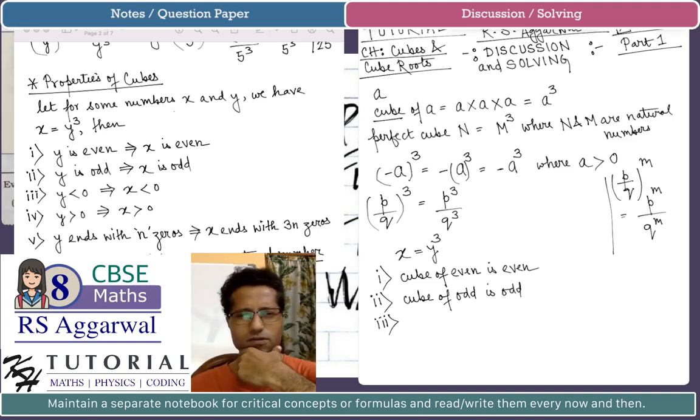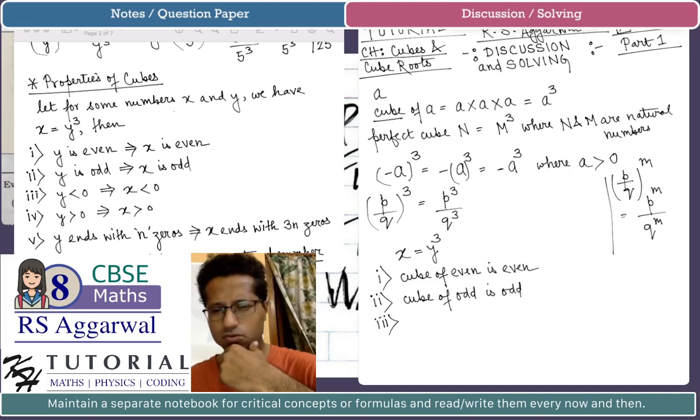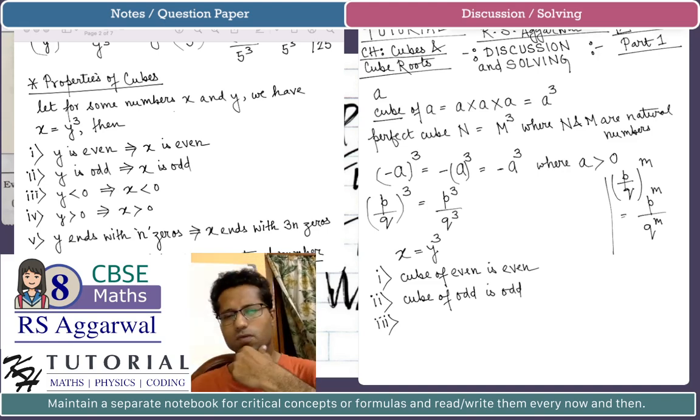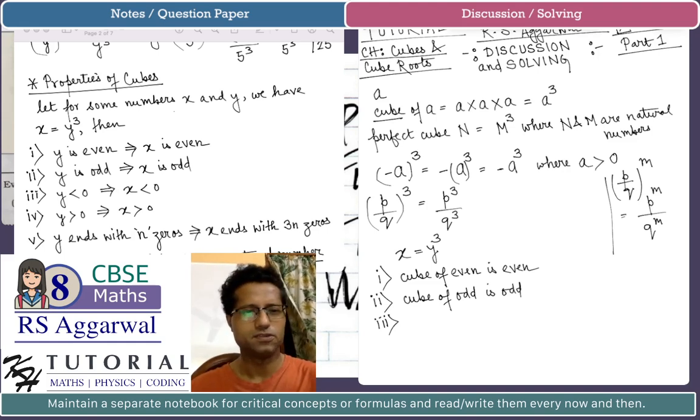I will not really try to prove why this is so, as that will make the video longer and more complex. Anyway, just know as a fact that the cube of an even number is an even number, and the cube of an odd number is an odd number.